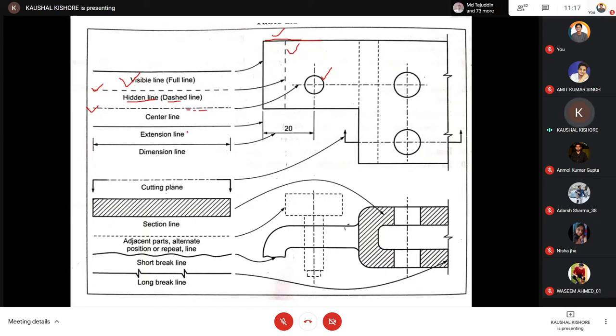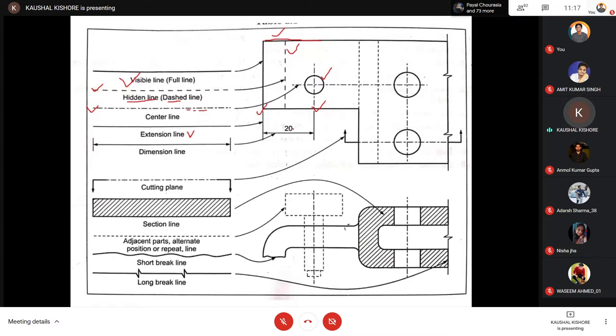Extension line. What is the use of extension line? You can see, suppose from this point to this point the length is 20 mm, and you have to show the dimension from this point to this point. Obviously, you have to draw two parallel lines, or this is called the extension line. After that, you can draw one perpendicular line to this extension line. Then you have to write the dimension, either 20 centimeter or 30 centimeter.